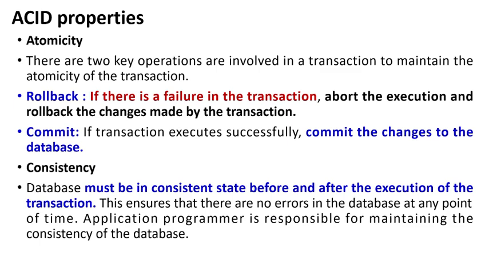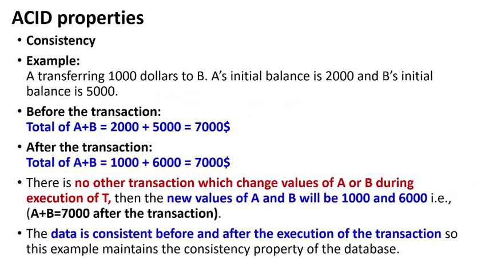Consistency. The database must be in a consistent state before and after the execution of the transaction. For example, if A is transferring $1,000 to B, A's initial balance is 2,000 and B's initial balance is 5,000. Before the transaction, the total sum was 7,000, and after the transaction, the total sum is still 7,000, which is very logical, right? The total sum of money cannot change. So this is what consistency means. The data is consistent before and after the execution of the transaction.